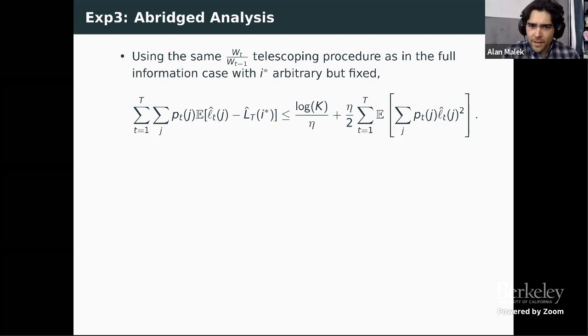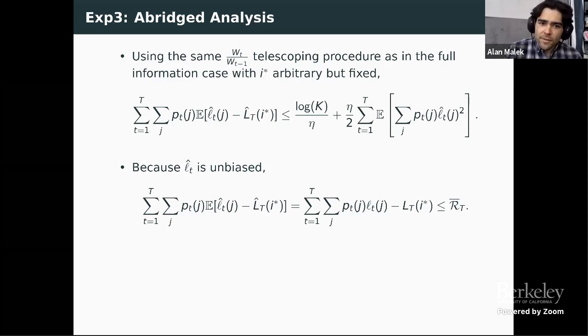Fortunately, we can bound the terms and compute the left-hand side really easily. The left-hand side is just an application of the fact that it's unbiased, right? So the expectation of L hat and the expectation of big L hat are just equal to the right values. So this is just equal to the sum of P_t of j, L_t of j, which is the pseudo-regret, if we pick I star to be the actual best. Since this analysis was for an arbitrary I star, it holds for the best I star. So this is a lower bound on R_T, actually an upper bound on R_T, sorry. That's a typo.